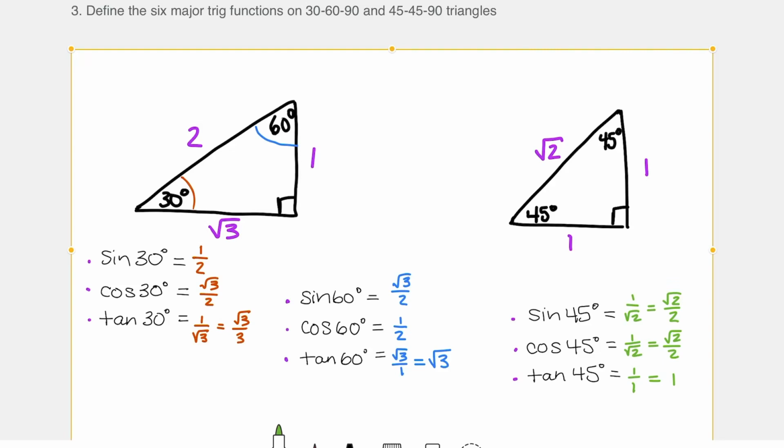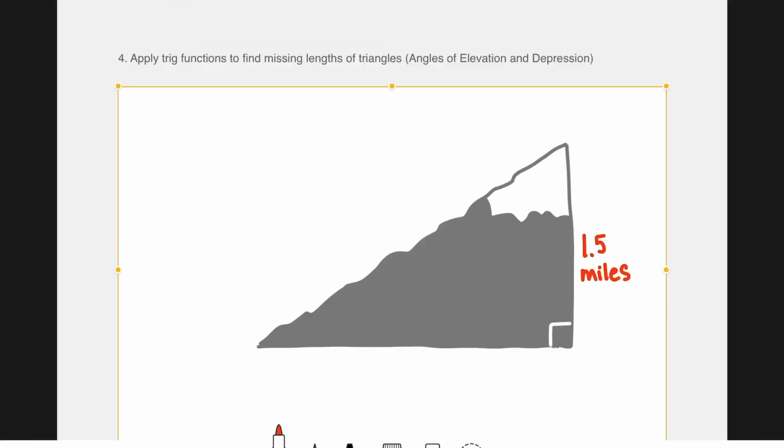On the 30, 60, 90, I had to switch what was opposite versus adjacent when I switched from 30 to 60 degrees, but you're really just using those triangles, making sure to rationalize the denominators when you need to. I think that only happens on a few of the ones that I had to do, but when you do the reciprocal functions, you'd also have to rationalize. So that is 30, 60, 90, and 45, 45, 90.